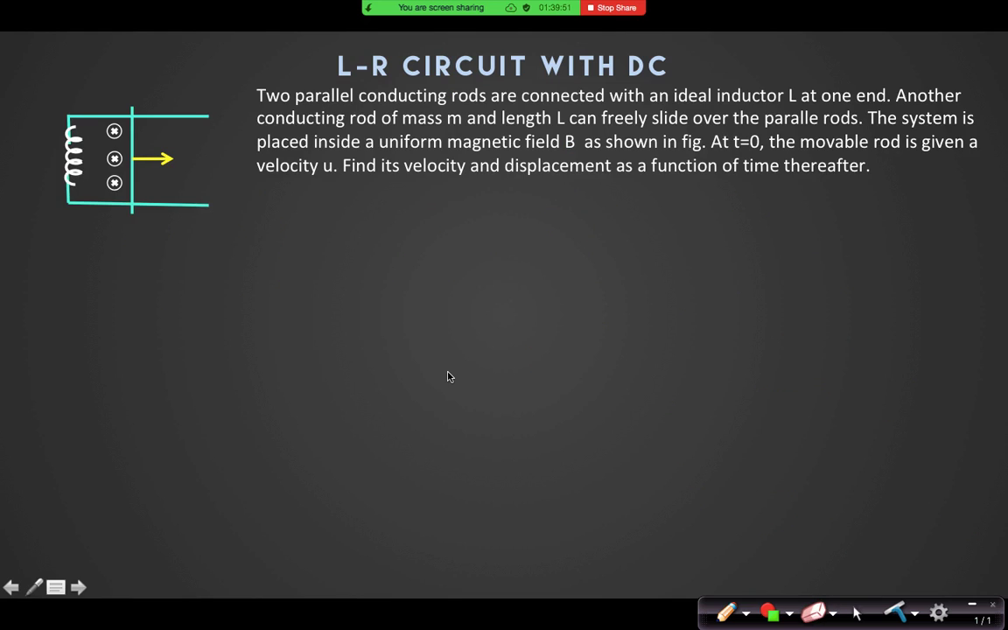Two parallel conducting rods are connected with an ideal inductor L at one end. Another conducting rod of mass m and length L can freely slide over the parallel rods. The system is placed inside a uniform magnetic field. At t equal to 0, the movable rod is given a velocity u. Find the velocity and displacement as a function of time. We have done similar questions with capacitors, I think. Do you remember, with a capacitor we have done a similar question. So with an inductor, what will happen?